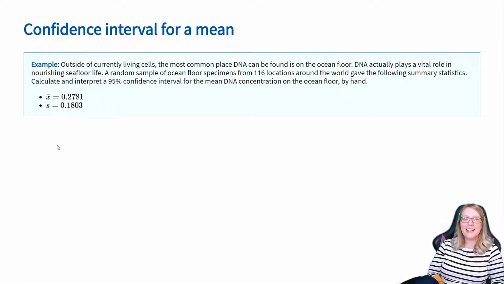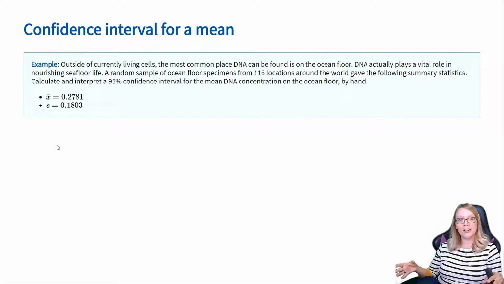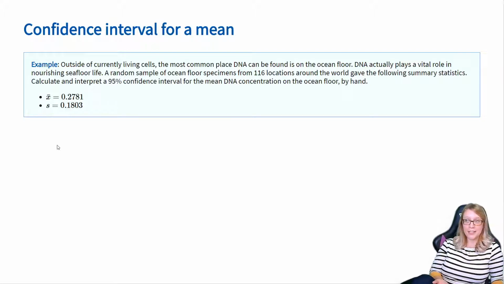So let's take a look at an example just so we can get a feel for how this confidence interval actually works. Outside of currently living cells, it turns out that the most common place on Earth where you can find DNA is actually on the ocean floor. Organisms living in the ocean die, they drop down to the ocean floor and deteriorate, leaving behind trace DNA. DNA then has over time become a vital component in sea life nutrition. Organisms that live on the ocean floor eat the leftover DNA.